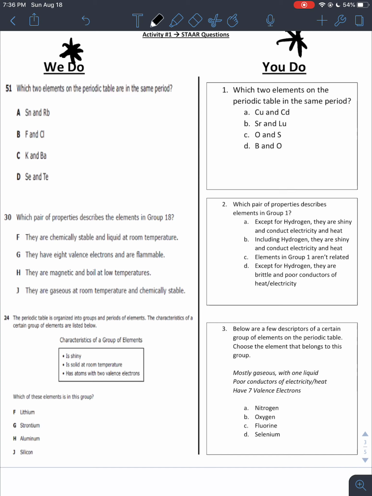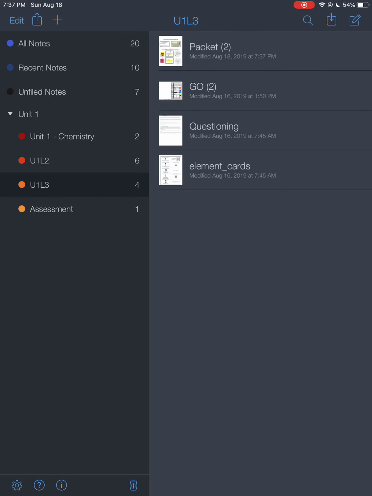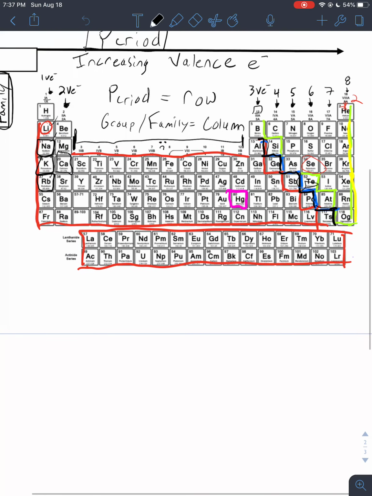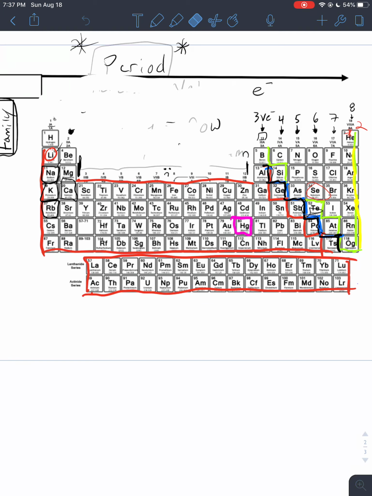The first question: which two elements in the periodic table are in the same period? When I see the word period, I know that we have to change that to think row, okay? I'm going to switch back over to our periodic table. I'll be doing this a couple times, so make sure you have yours ready with you too. All right? Don't worry about this stuff for now. We will get to it, but I'm going to erase it for now.